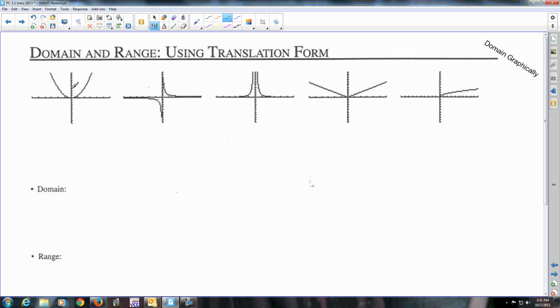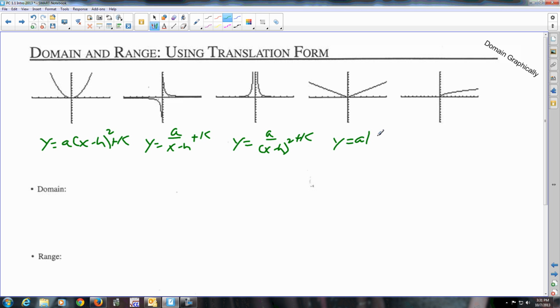So remember, this was a parabola, and it went y is equal to a, x minus h squared plus k was its translation form. Hyperbola, a over x minus h plus k. This one was an inverse square. Y is equal to a over, and the x minus h this time is being squared. That's an absolute value graph, so that was an easier one to remember. And then that's a square root graph.